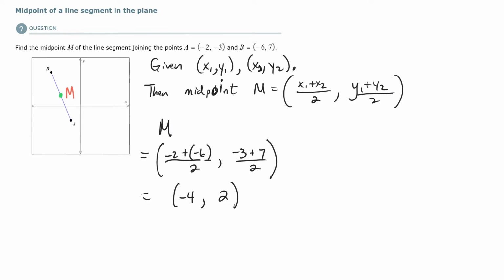Now, is that reasonable? Does M look like negative 4 and 2? I believe so. I think that's reasonable, because the answer should be in quadrant 2, and that is a coordinate in quadrant 2. So why don't we circle our answer? Dun, dun, dun, dun, dun.